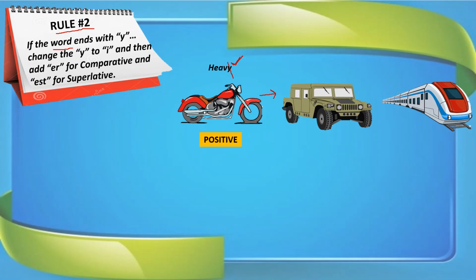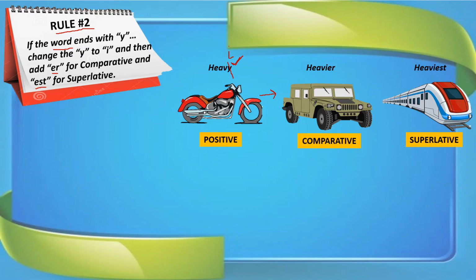Remove in the sense you have to replace it with another letter. So we will remove the letter Y. In place of Y, we will write the letter I. And after doing this conversion, we will add the suitable suffixes. So the suffix for comparative in rule number 2 is ER. So heavy becomes heavier. And for superlative, it is EST. So heavy becomes heaviest. Isn't that very simple?